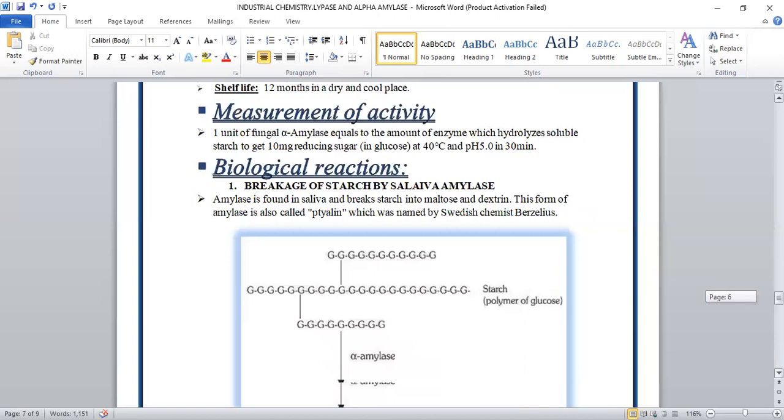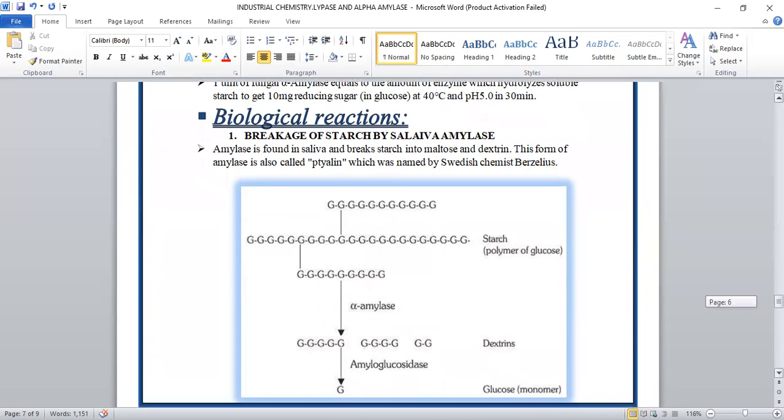So how is its activity measured? One unit of fungal alpha amylase equals the amount of enzyme which hydrolyzes soluble starch to get 10 milligrams reducing sugar at 40 degrees Celsius and pH 5.0 in 30 minutes.